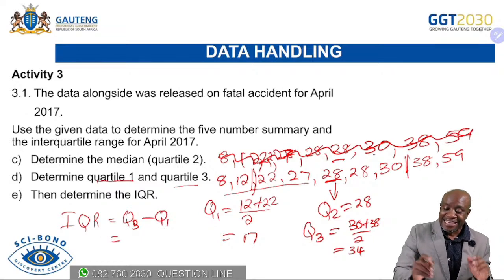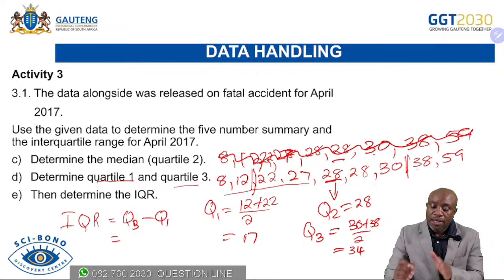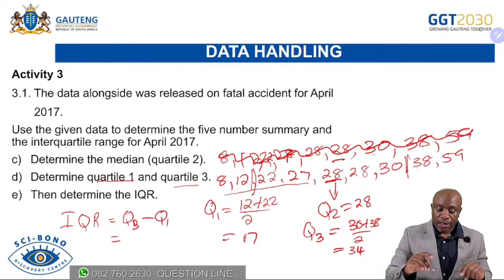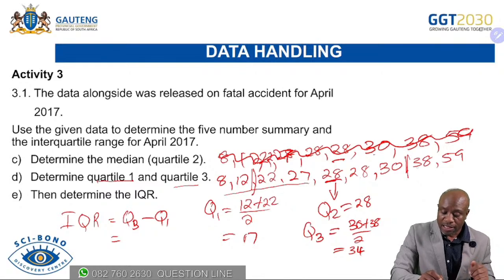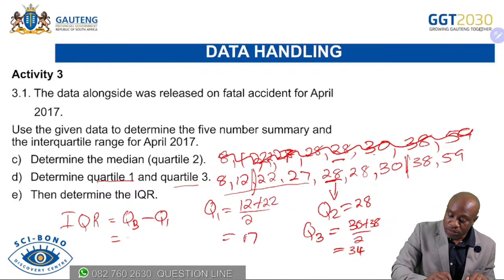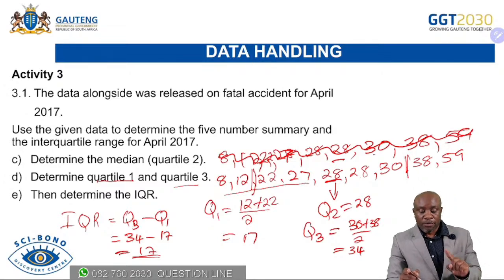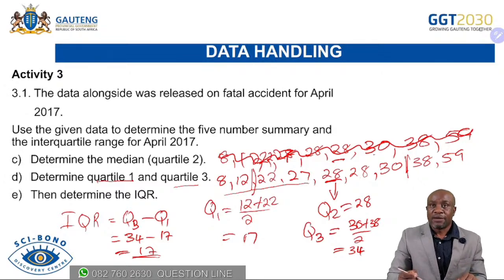That's why we call it the interquartile. We are going in the middle and looking for the range in the middle. We are ignoring the lower values and the upper values. So Q3, which is 34, minus 17, gives me 17. So the interquartile range is therefore 17.